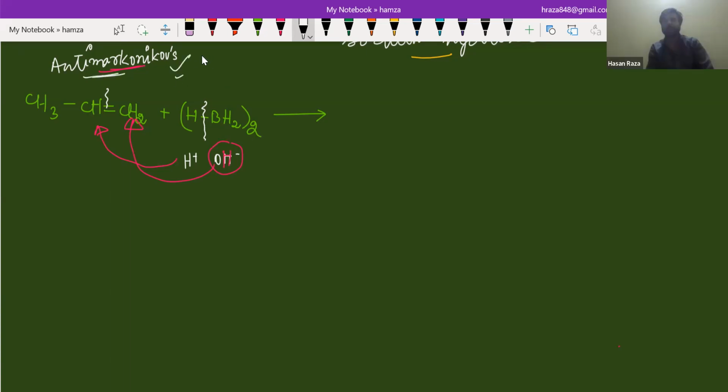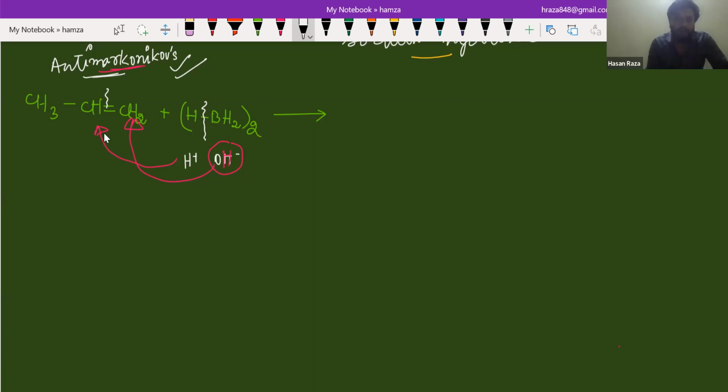I'm not writing the definition of anti-Markovnikov because we have already done it in the previous chapter, that is haloalkanes and haloarenes. Markovnikov means the negative part will go across the double bond to that carbon which has the lesser number of hydrogen, and anti-Markovnikov, the negative part will go across the double bond to that carbon which has the greater number of hydrogen.